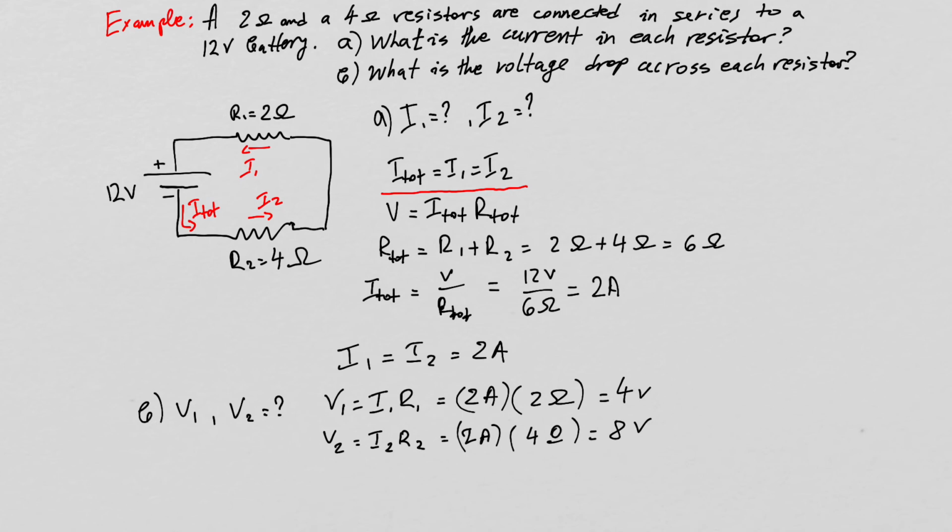8 volts. We also know, as a check, that from the rules for series circuits, the voltage supplied to the circuit by the power source must be equal to the sum of voltage drops for each resistor. So 4 volts plus 8 volts is equal to 12 volts, and this is what we get in the circuit from the power source according to the statement of the problem. So the check confirms that the two results here are correct.